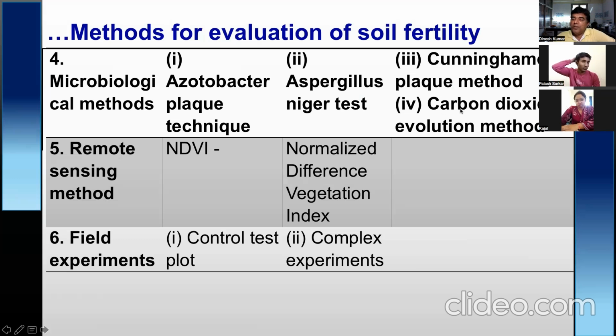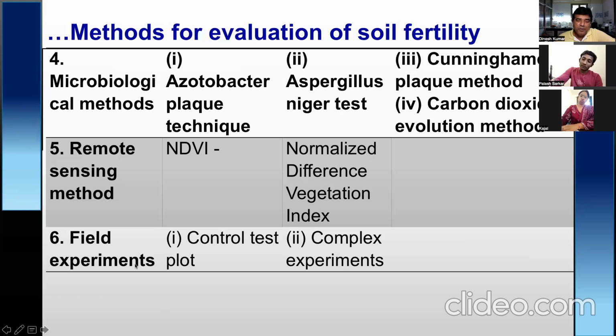This is good. This carbon dioxide evolution method tells us mainly the activity of the microbes in the soil. If you get more CO2 evolution, that means your microbial activity is more in the soil. The remote sensing method is also used, which is called normalized difference vegetation index, for certain nutrients, mainly for nitrogen. You can use this remote sensing, but it is an indirect method of evaluating soil fertility.